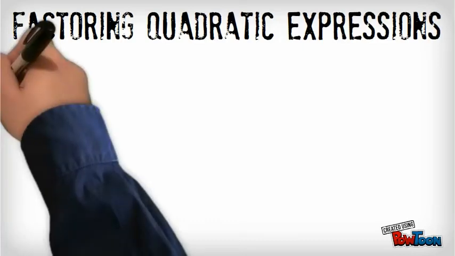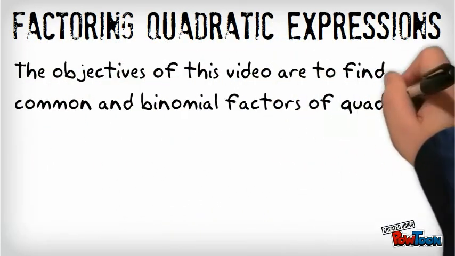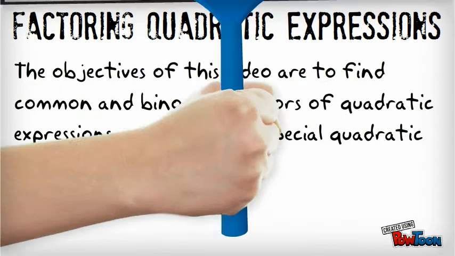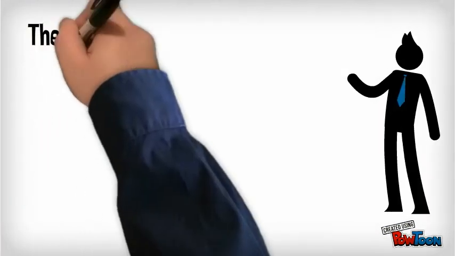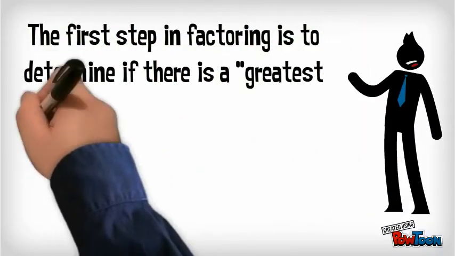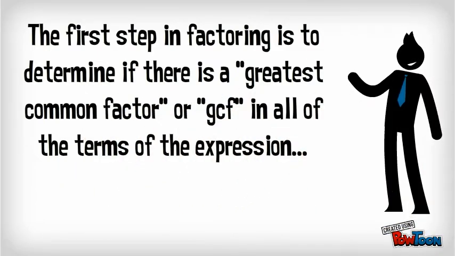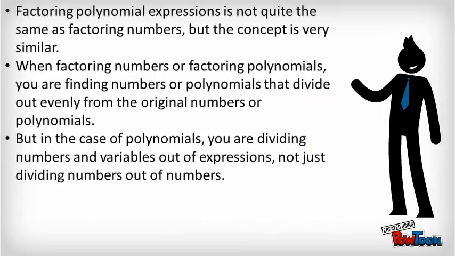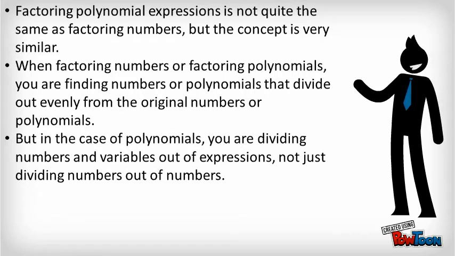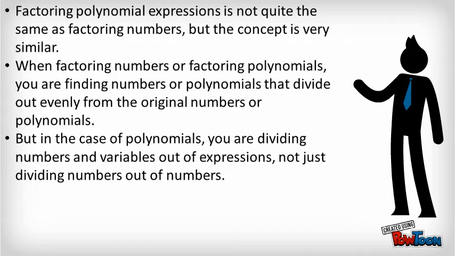Factoring quadratic expressions. At the end of this video, you should be able to factor quadratic expressions that are factorable. The first step in factoring is to determine if there's a greatest common factor, or GCF. If there is, factor it out. Factoring is turning a number into multiplication, or an expression into multiplication if it's a polynomial.